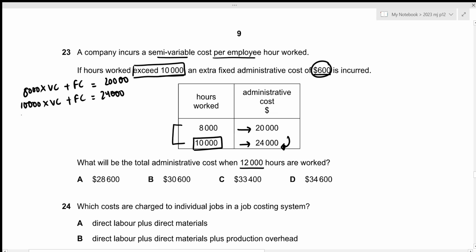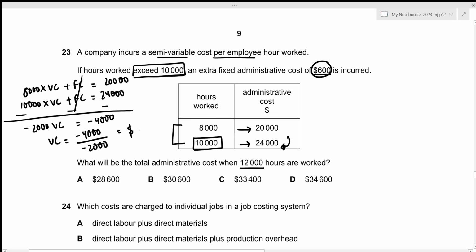Okay, now let's subtract the second equation from the first one. That's 8,000 minus 10,000, so that's minus 2,000 variable cost. The fixed cost gets cancelled, equals to minus 4,000. So our variable cost is just going to be negative 4,000 divided by negative 2,000, which results in 2. Now we're trying to figure out the total administrative cost when 12,000 hours are worked. So that's 12,000 multiplied by the variable cost of 2.